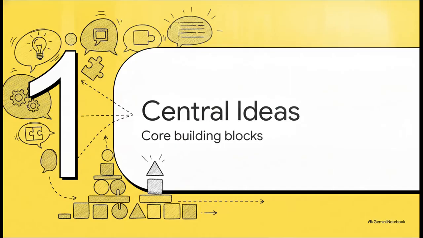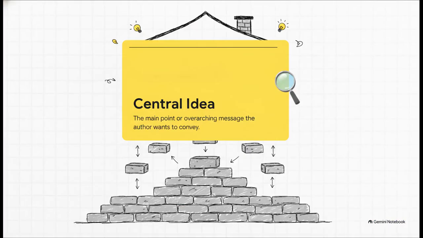Section 1, Central and Supporting Ideas. To kick things off, we really have to identify the core building blocks of a text before we can figure out how it's all put together. Think of it this way. Just like a building absolutely needs a solid foundation, an informational text relies on a central idea. This is the overarching message. If you had to boil the whole text down to just one single sentence, that's your central idea.